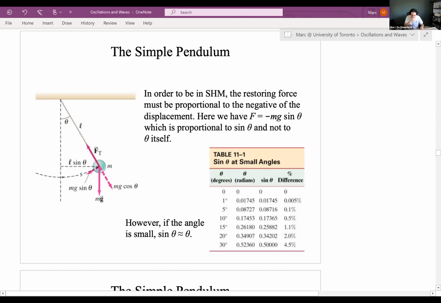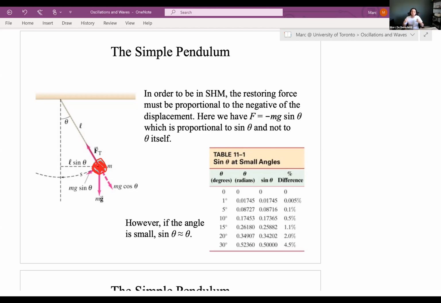But what is a pendulum? All a pendulum is, you have a mass that is located at the end of a massless string. Now, of course, there's no such thing as a massless string, but relative to the weight at the end of the pendulum, the weight of the string is negligible.